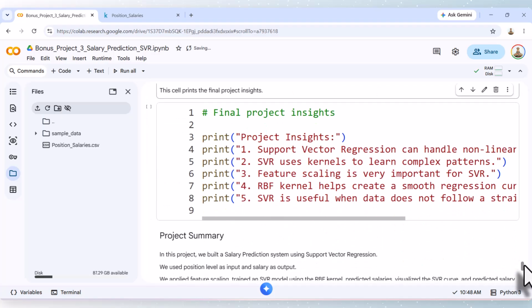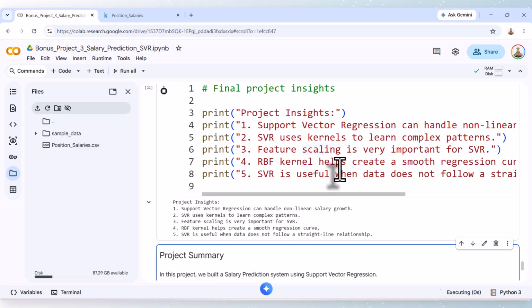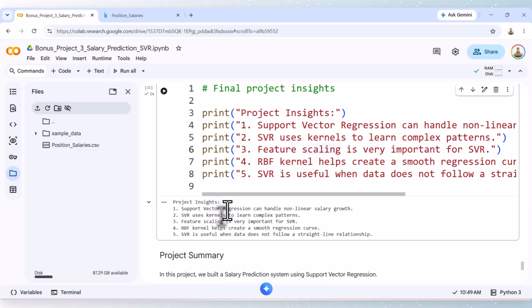Coming to the final insights of what we have discussed here: support vector regression can handle non-linear salary growth. SVR uses kernels to learn complex patterns, like we have used RBF in this example. Feature scaling is very important for SVR because level and salary have different ranges. Levels have a very low range, like 1 to 10, while salary has much bigger values. That's why scaling is very important here. The RBF kernel helps to create a smooth regression curve, and SVR is useful when the data does not follow a straight line relationship.